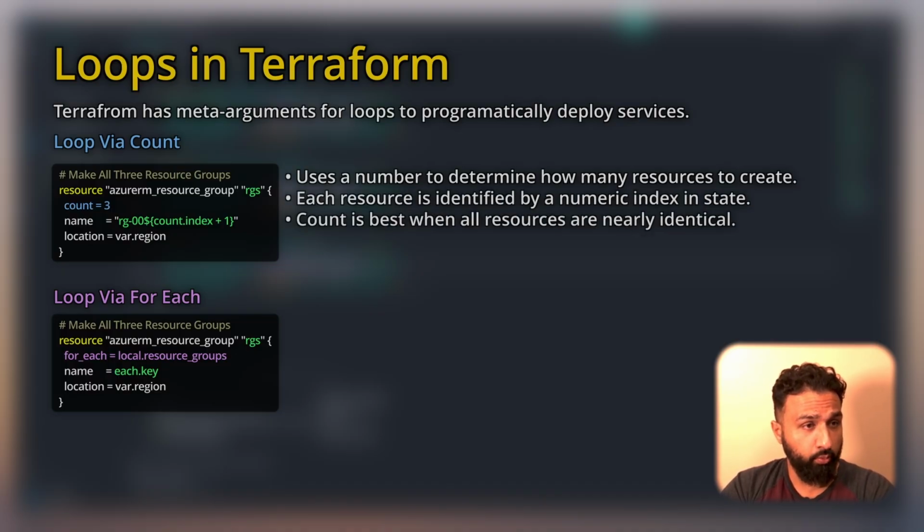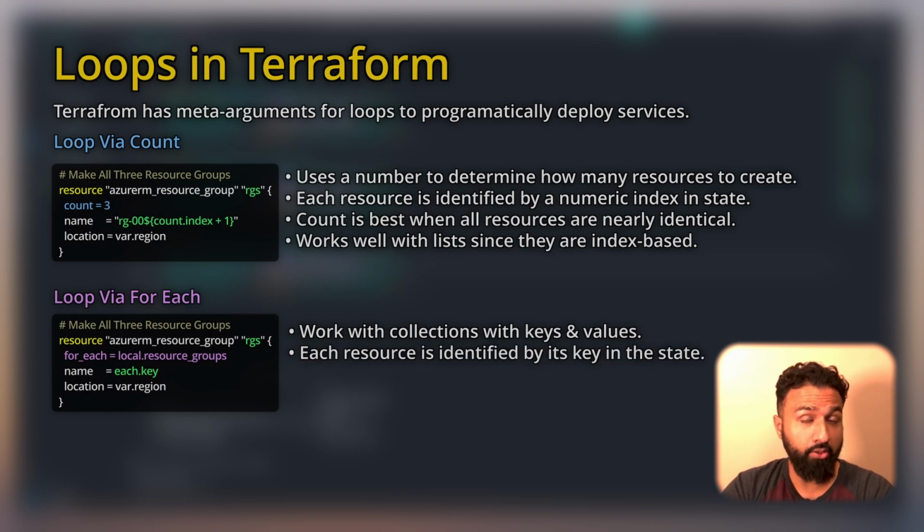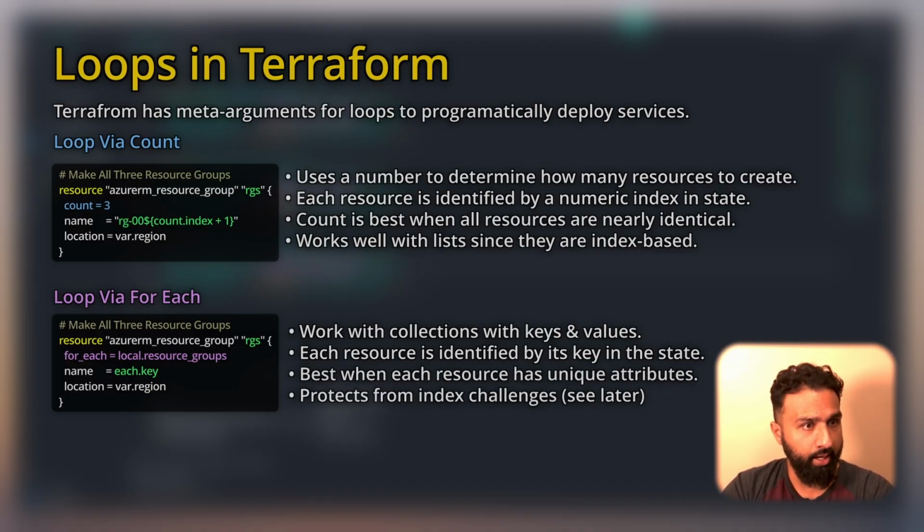Count is best when your resource is almost identical and only a number separates them. And we're not just limited to using numbers, but also lists, as they're technically indexed by numbers too. For_each works with collections, such as maps. So instead of counting from 0, Terraform loops through each item in the collection by using their keys. This makes for_each ideal when each resource has its own unique configuration within the map. So let's explore these next, starting with count.